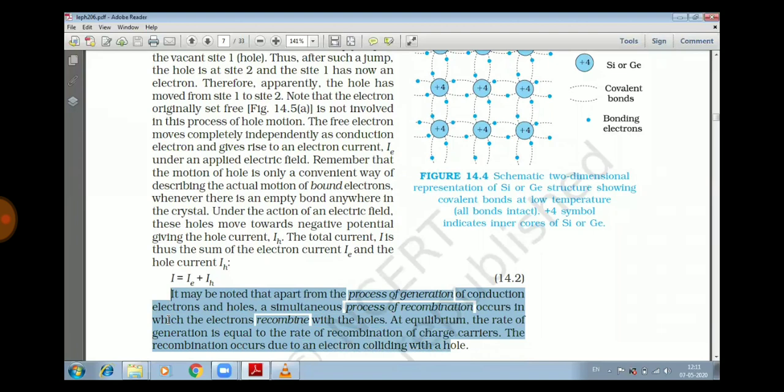Clear, children? Very simple. One electron is coming means there will be one hole. Two electrons coming means there will be two holes. That means whenever these electrons and holes are meeting, that is known as recombination. The atom becomes neutralized. Clear? At equilibrium position, the rate of generation and the rate of recombination will be the same. Underline this one. This is a very important one. Clear? Let us see the animation part now.